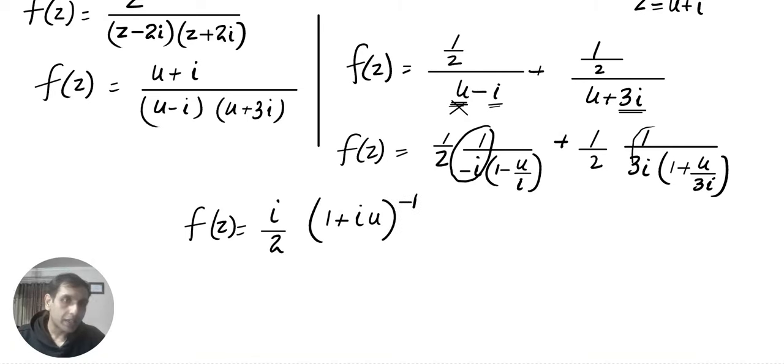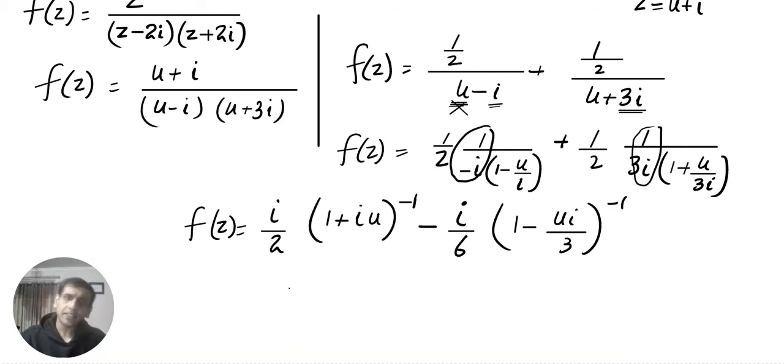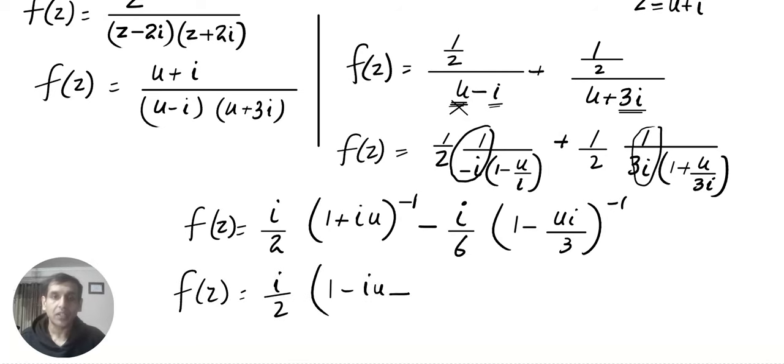and here again I can see 1 by i, 2 into 3 is 6, so that becomes minus i by 6, and again I can see this 1 by i, 1 by i will be minus, so that will be 1 plus ui divided by 3, the whole power minus 1, and that's it. We are at the last step. f of z equal to i by 2 into u expanded, 1 minus iu plus i square u square minus i cube u cube plus etc.